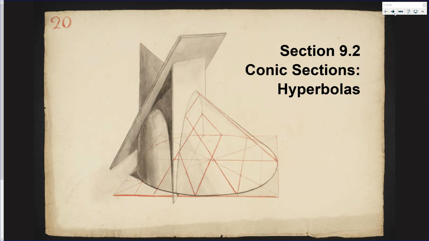Today we're going to continue our work with conic sections. Today we're going to talk about hyperbolas. If you remember from the previous drawings that I've shown you, a hyperbola comes about by slicing the pair of cones that are stood tip to tip, as shown in this drawing.